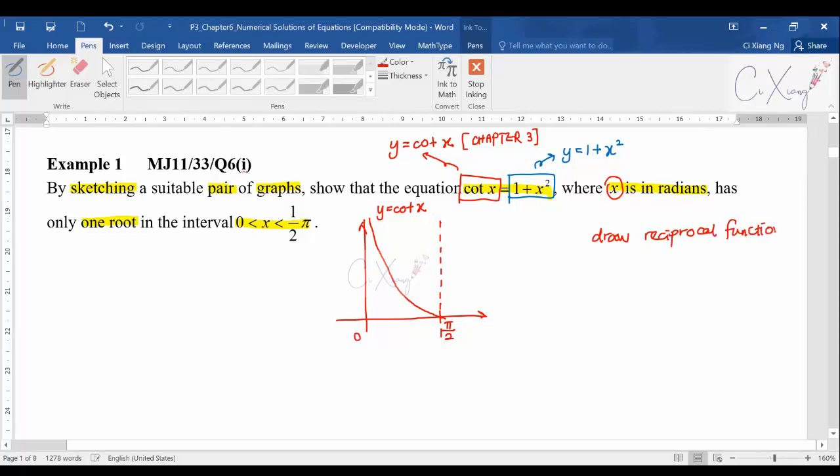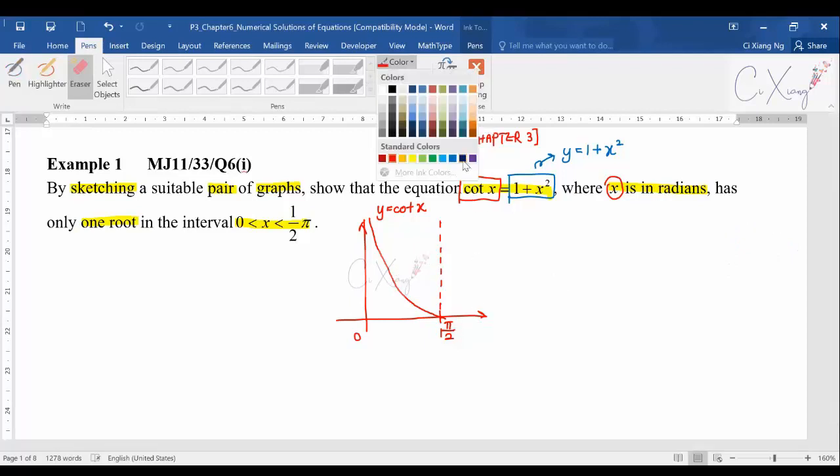Okay, like how you sketch the cotangent x from tangent. I think I covered it before in the chapter 3 video, so if you're interested, you can go and have a look. All right, I will just save our time here. So our cotangent x, this is the graph.